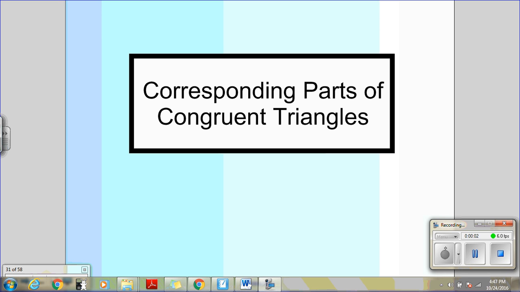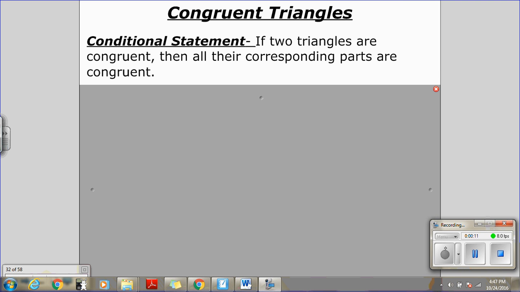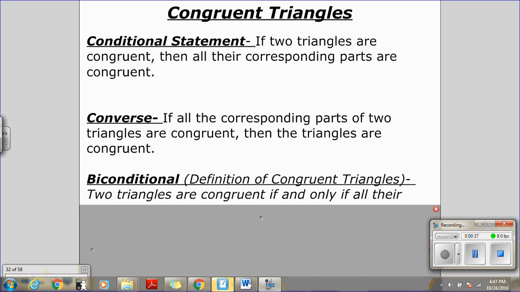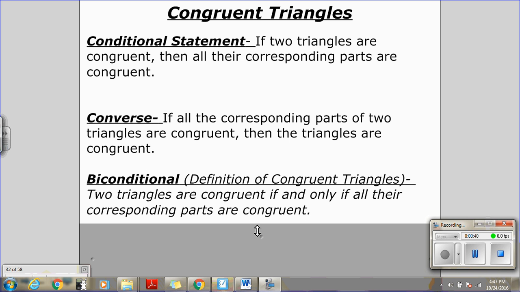Unit 4, Day 3 notes. Today we're going to be talking about corresponding parts of congruent triangles. If two triangles are congruent, then their corresponding parts are also congruent. The converse of this statement would say, if all the corresponding parts of two triangles are congruent, then the triangles are congruent. And if both of those statements are true, then we could write our biconditional statement, which would read, two triangles are congruent if and only if all of their corresponding parts are congruent.